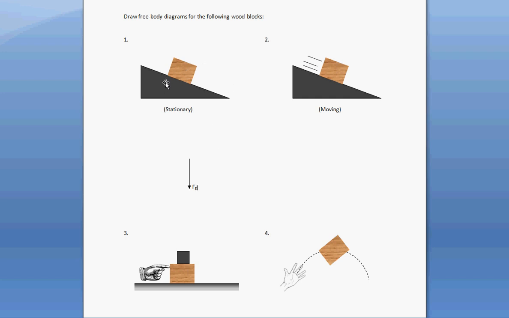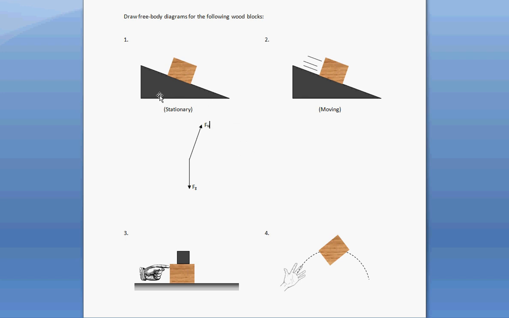Now we have the ramp pushing up on the block, but it's actually pushing up at an angle. So we're going to draw our vector coming 90 degrees out of the surface. So like that. So that's our normal force vector. So we'll just bring that down. The idea is that the center of the block is right here. So that's the center of the block. So we are going to show that that is the normal force, which is the surface pushing up on the block. So Fn for the normal force.